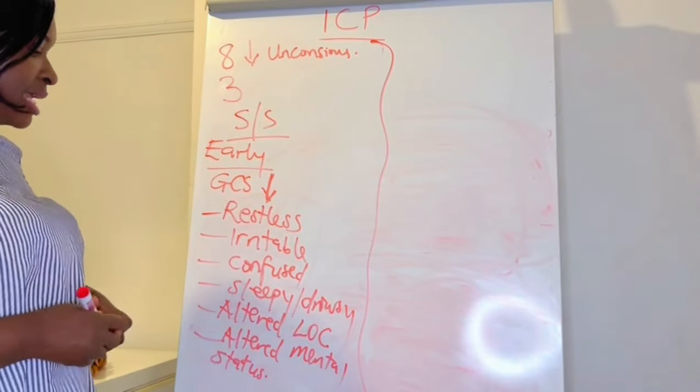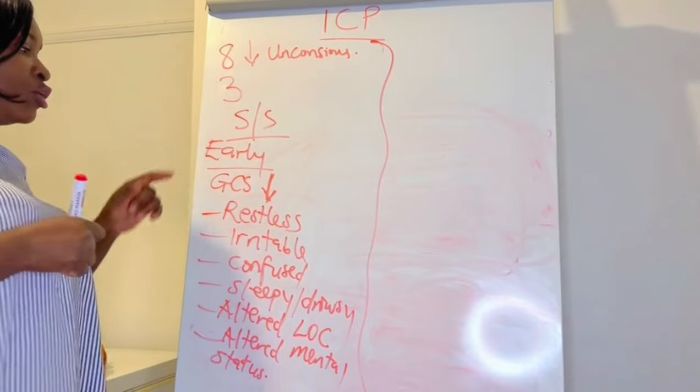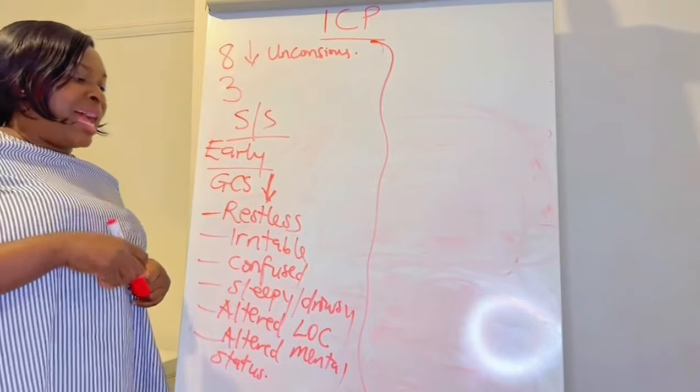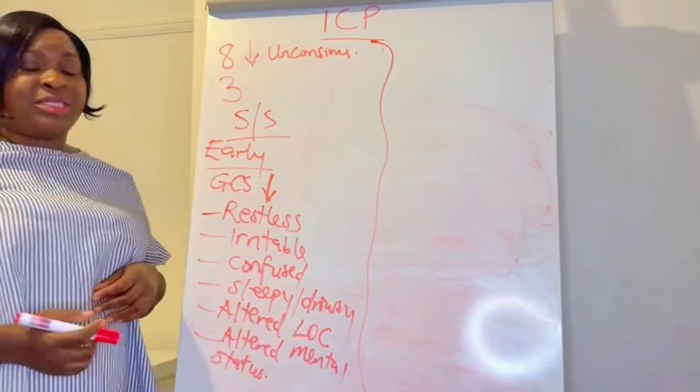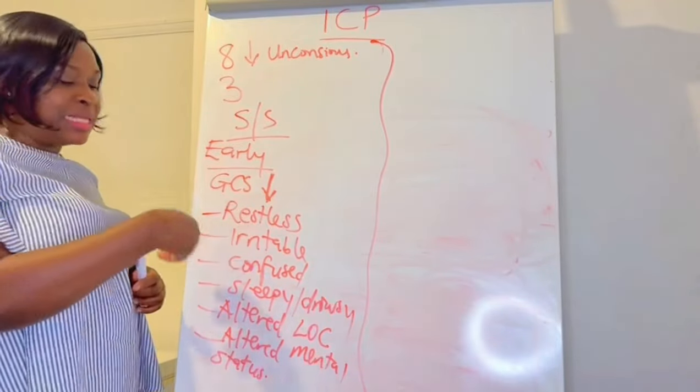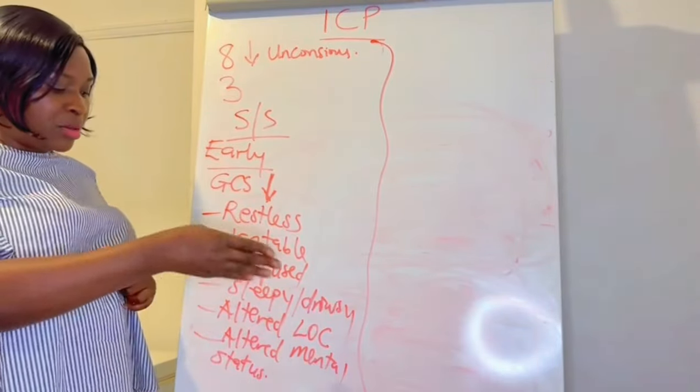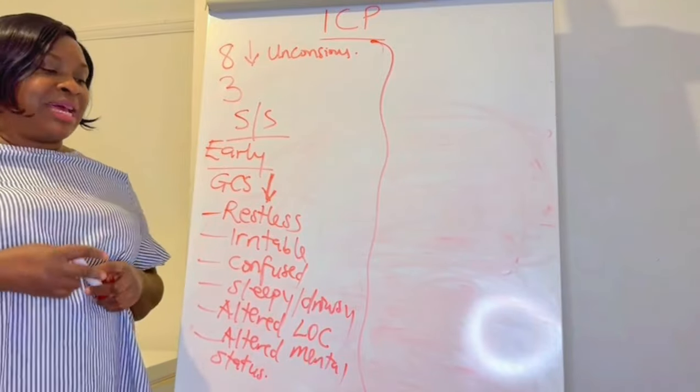So these are very important. You know them. They are the early signs. Just remember that your GCS is going to be dropping, declining, and you are going to have an altered level of consciousness, which can result in being restless, irritable, confused, sleepy, drowsy, or having an altered mental status.